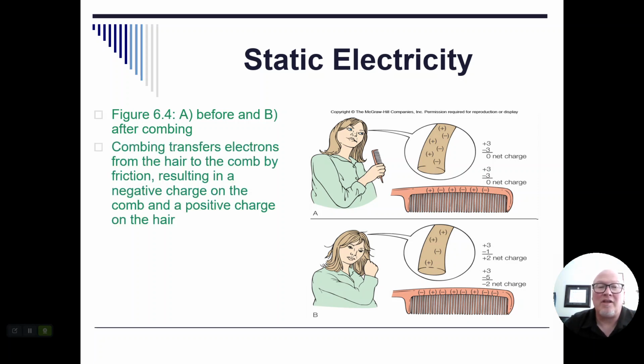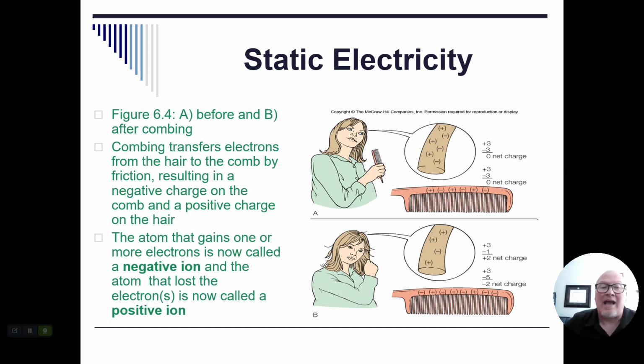So when you comb, electrons are transferred from hair to the comb by friction. This results in a negative charge on the comb and a positive charge in your hair. As you hold the comb close to your hair, the positive and negative charges will attract each other, and so it will pull your hair up towards the comb. So the atom gains or loses electrons, and you end up with negative ions and positive ions. And remember what we've talked about before with metals. Metals will tend to lose electrons and become positive ions. Non-metals tend to gain electrons and become negative ions.